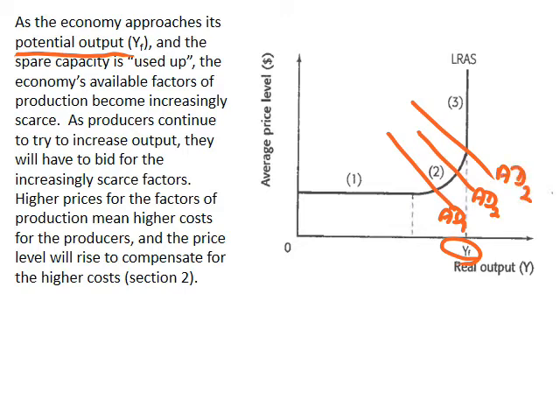as they're competing for the increasingly scarce factors of production, it's going to result in higher prices. Higher prices for the factors of production mean higher costs for the producers, and the price level will also rise to compensate for the higher costs. And so we can see that here, this is PE, we're going to have, let's call this P2, and again P3. So as the spare capacity is being used up and they're competing for scarce resources, the prices are going to be driven up because the costs were driven up.